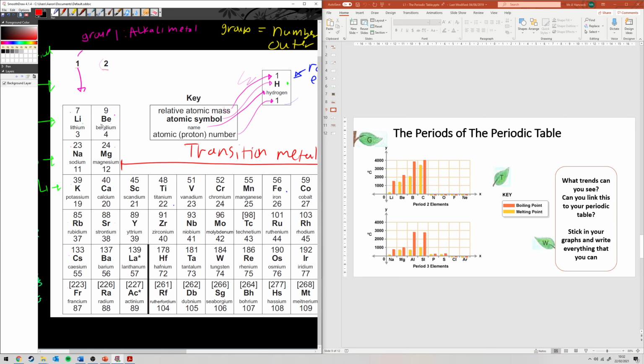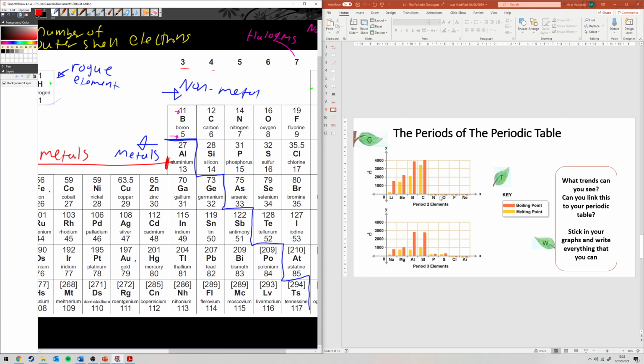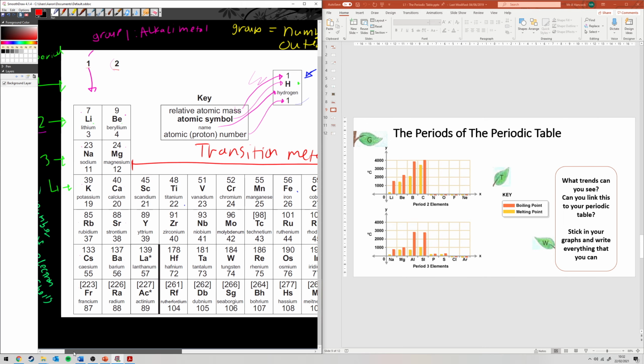So let's have a look. There's lithium, beryllium, then there's boron, then there's carbon, then there's nitrogen, oxygen, fluorine, neon. I want you to look at the boiling points and melting points of each one. So that yellow one is the melting point, the orange one is the boiling point. Okay. So this is for the period 2 elements, and then it does the same for the period 3 elements, so sodium, magnesium, aluminium, silicon. I want you to have a look at those boiling points and melting points and see if you can think of any trends. Maybe it's got something to do with metals and non-metals. Maybe you can figure out which ones are gases, or which ones are liquids, or which ones are solids.